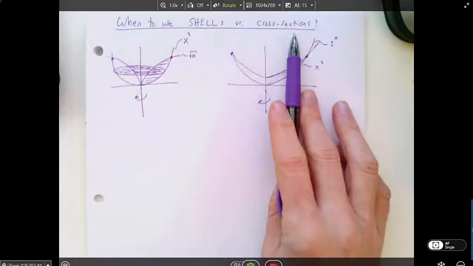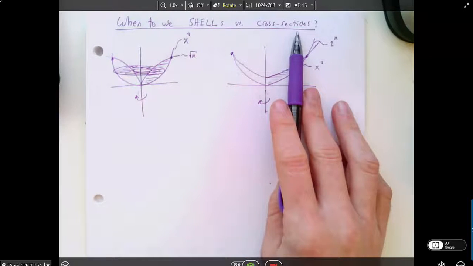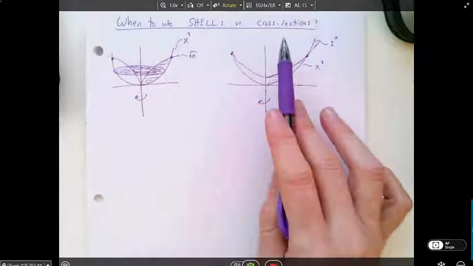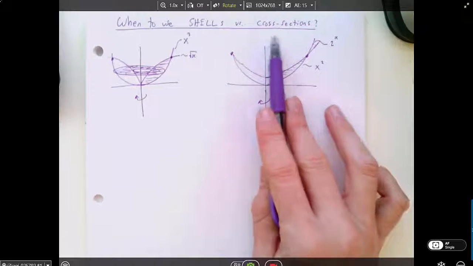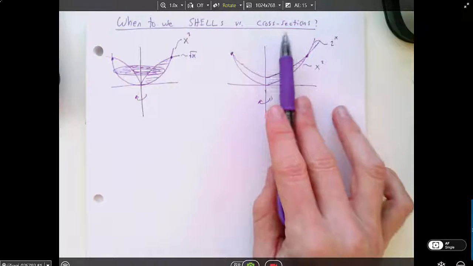Generally, I think it's easier for students, in my experience, to think about these problems in terms of cross-sections. Shells feels very unfamiliar to most people. So I'd say unless there's a compelling reason not to use cross-sections, you should probably use cross-sections.